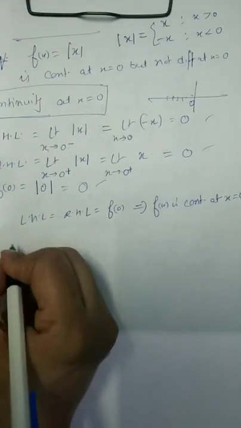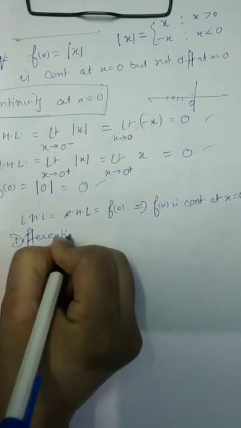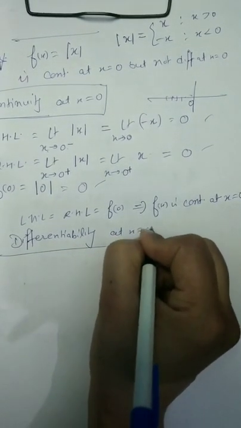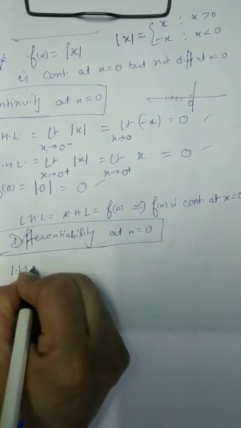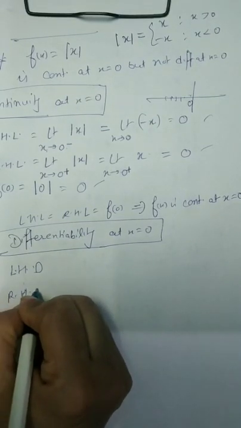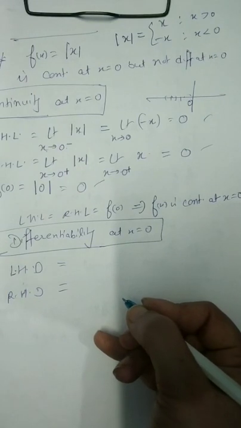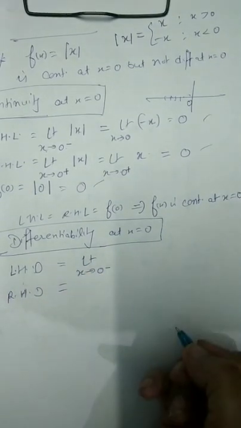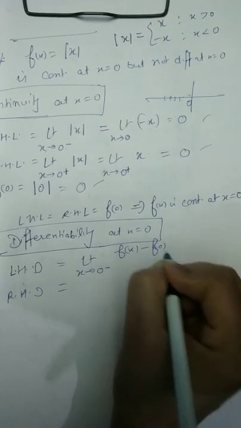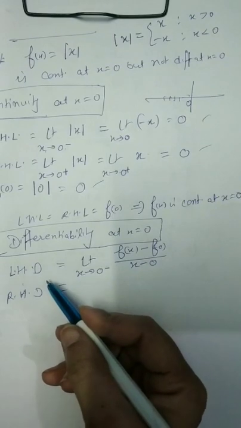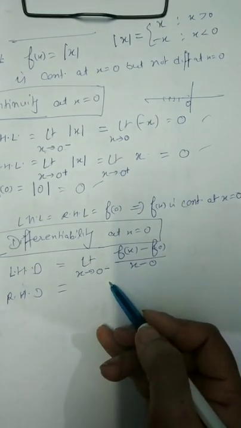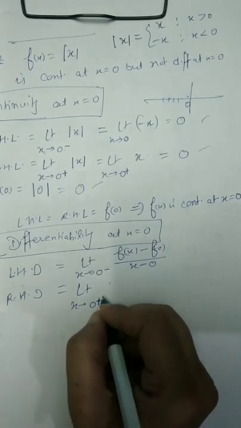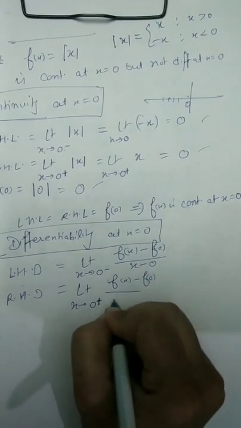Now we need to check the differentiability. Now we give the heading here, differentiability at x equal to 0. So differentiability means we have to find the left hand derivative and the right hand derivative, and check whether both are equal or not. According to that, we can define the differentiability of this function. So what is left hand derivative? It is limit x approaches 0 from left hand side, f(x) minus f(0), that is the definition, upon x minus 0, because in place of a, here we have 0 at which we have to check the derivative. And similarly, right hand derivative, x approaches 0 plus, means x is approaching 0 from right hand side, and other values are the same.